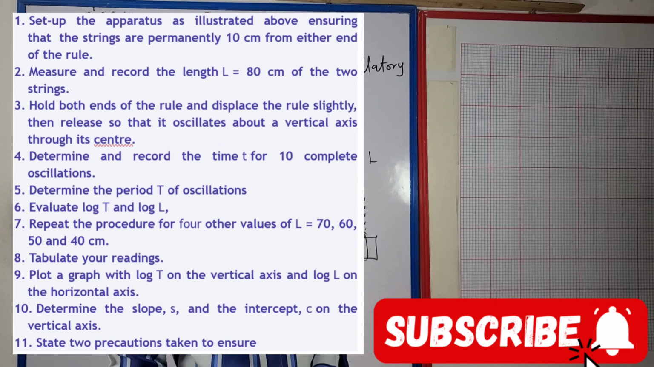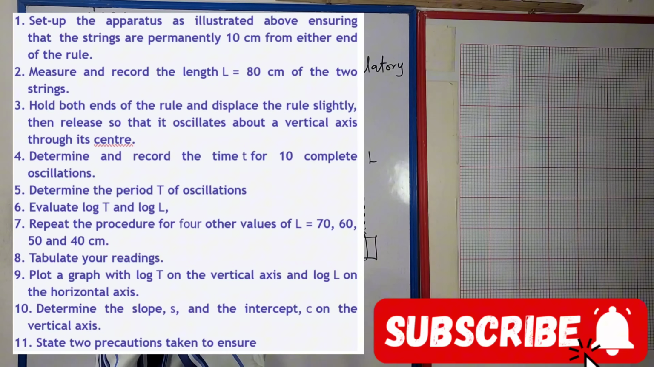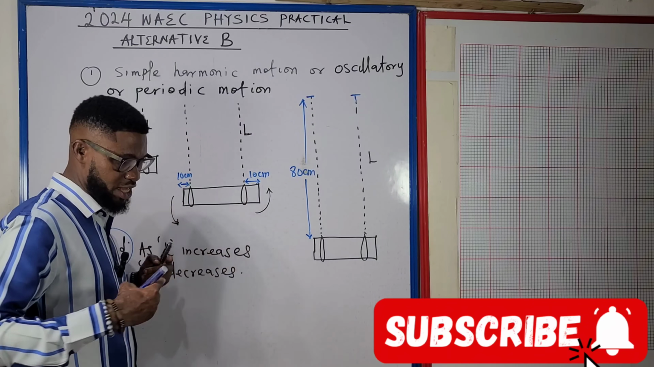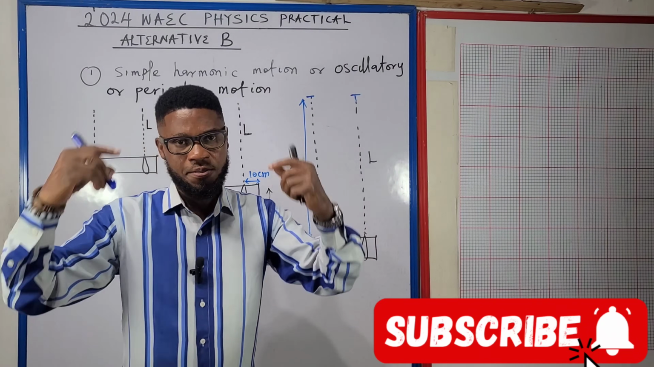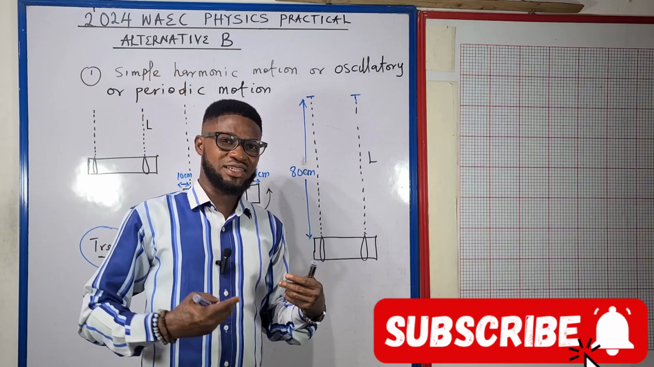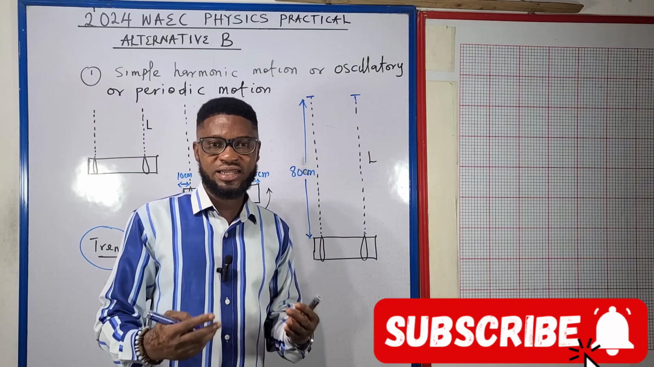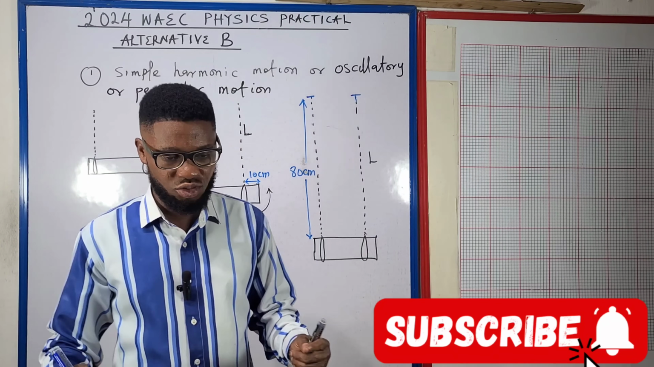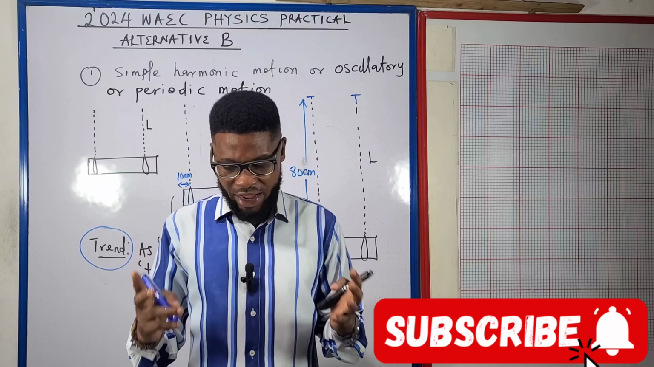Now, in the next instruction, we were told to hold both ends of the meter rule, and when you hold both ends of the meter rule, you then displace it, like you set it into periodic motion. You make sure that you're not displacing it through a very large angle. Just a small angle, say about 30 degrees, is okay. It's just something you can actually gauge by yourself.